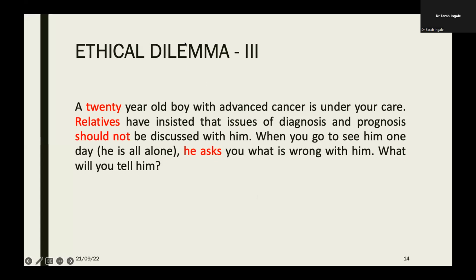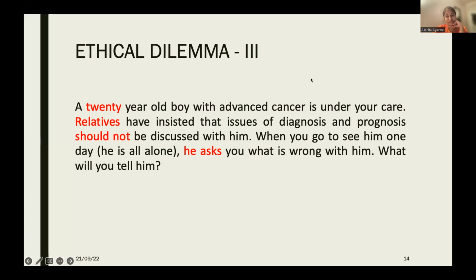When the relatives are there, maybe I can take them. I'll first talk to the relatives, convince them, and if they also agree, then we can all sit down together and then discuss with the patient, but not immediately. I would not reveal. Yeah.